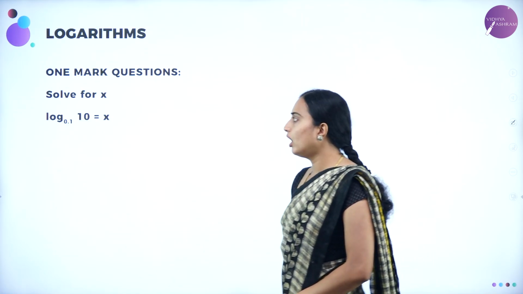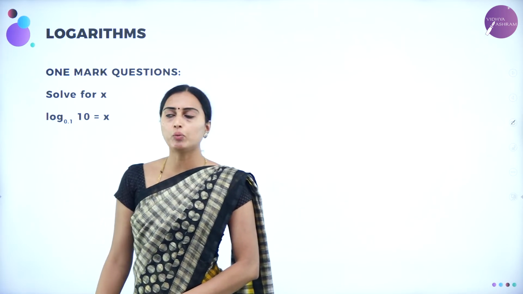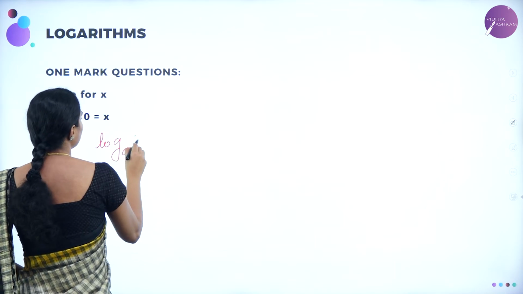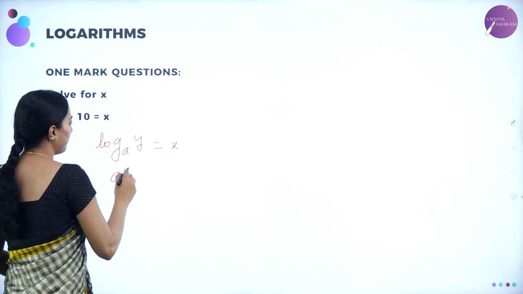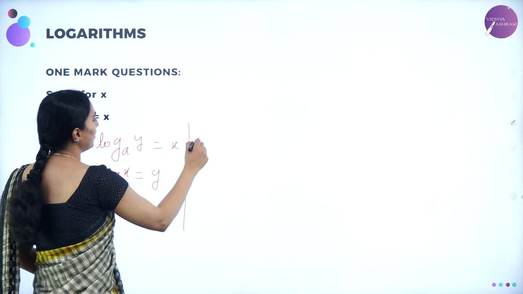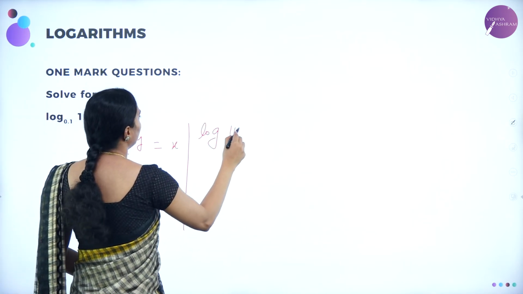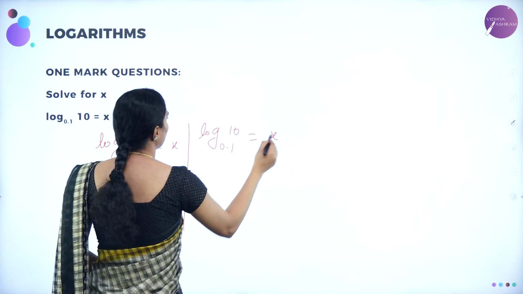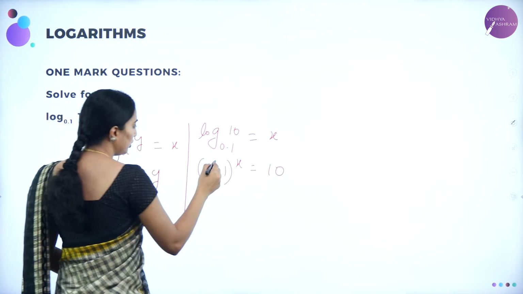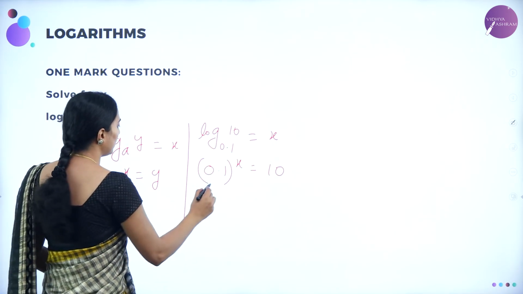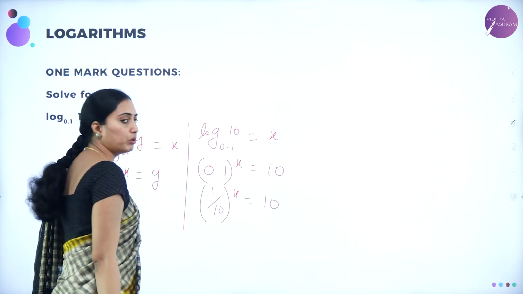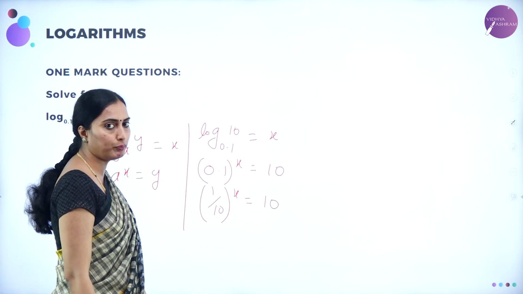Solve for x. Log 10 to the base 0.1 equal to x. Therefore, you know already log y to the base a can be written as a power x is equal to y. According to that, we are going to write what they have given. Log 10 to base 0.1 is equal to x. Otherwise, I can write it as 0.1 whole power x is equal to 10. You know already 0.1 can be written as 1 by 10, whole power x is nothing but 10, because I want to equate the powers, meaning the base should be equal.